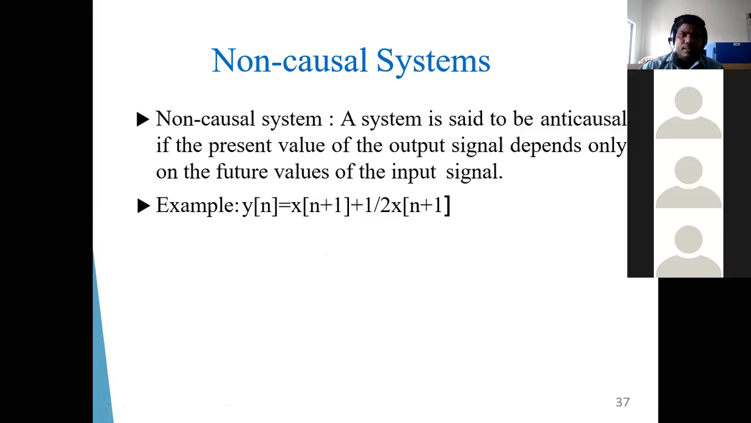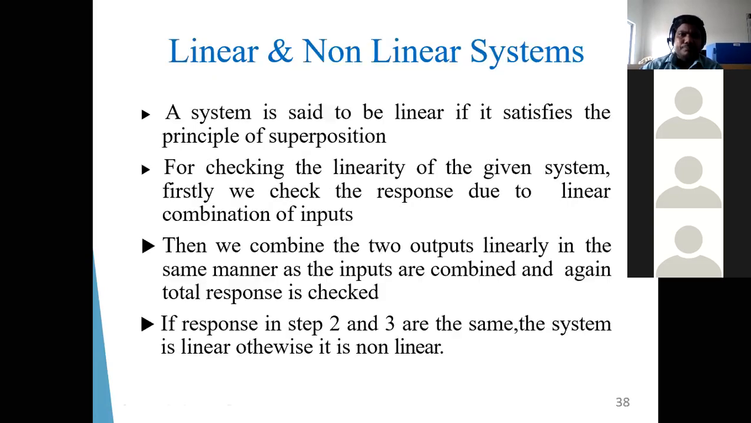So a system that is completely dependent on future values is also called a non-causal system. It is a mathematical example of a non-causal system: y of n equals x of n plus 1 plus 1 by 2 x of n plus 1. So it is the mathematical representation of a non-causal system. Now coming to linear and non-linear systems.